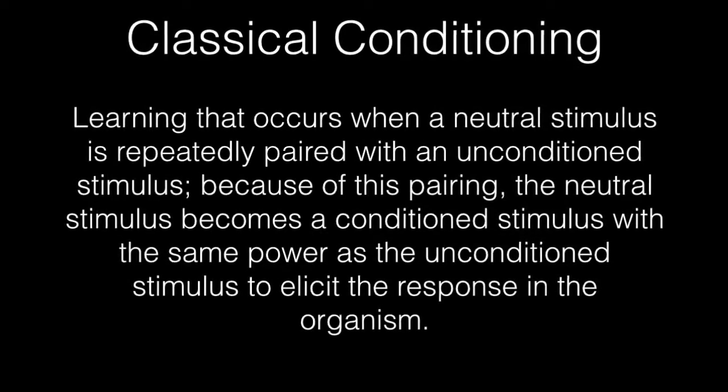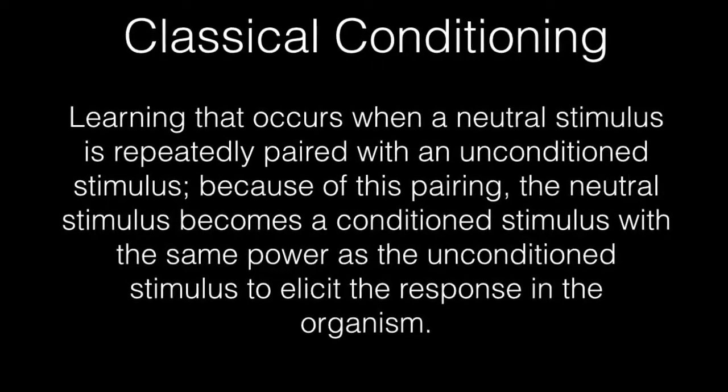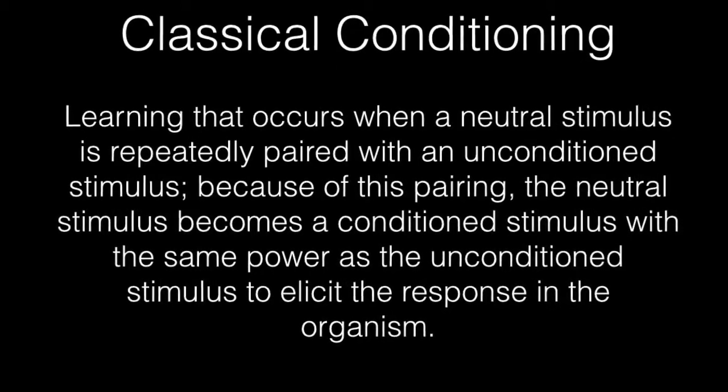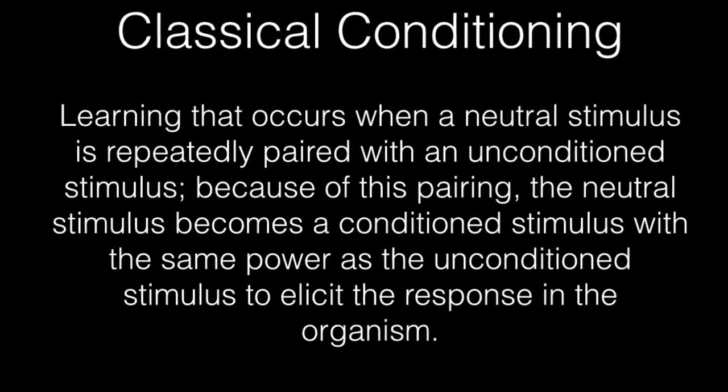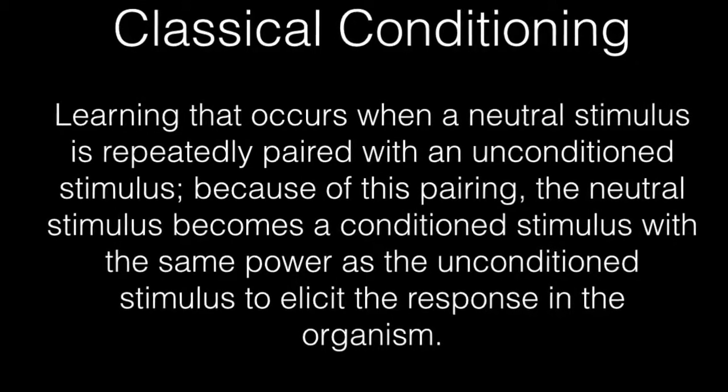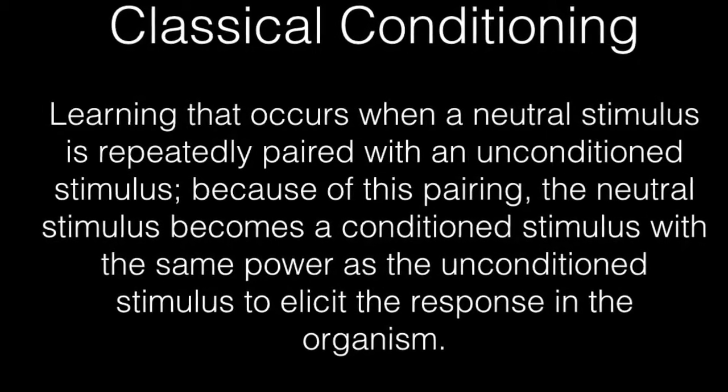Classical conditioning is learning that occurs when a neutral stimulus is repeatedly paired with an unconditioned stimulus. Because of this pairing, the neutral stimulus becomes a conditioned stimulus with the same power as the unconditioned stimulus to elicit the response of the organism.